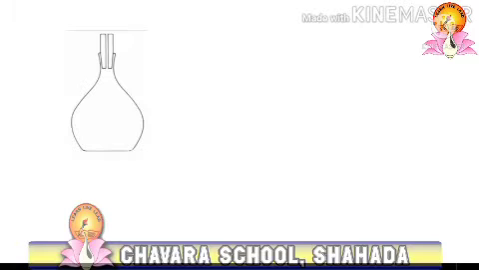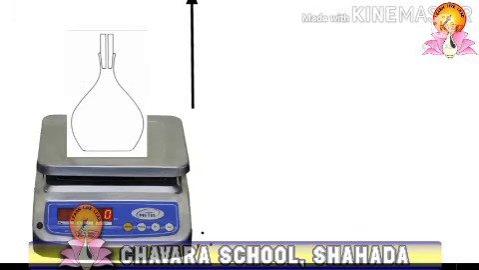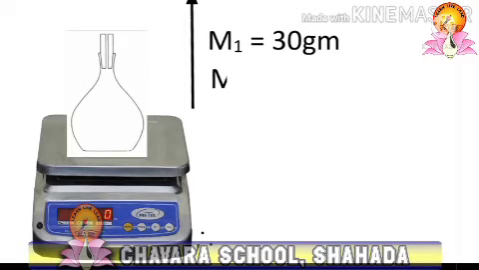First, wash the bottle and dry it. Then, measure the mass of an empty bottle using the beam balance. Let the mass M1 be equal to 30 gram. Remove the stopper of the bottle and fill it with water. Replace the stopper, wipe the outside of the bottle dry. Measure its mass again. Let the mass be M2 gram and it is equal to 60 gram.